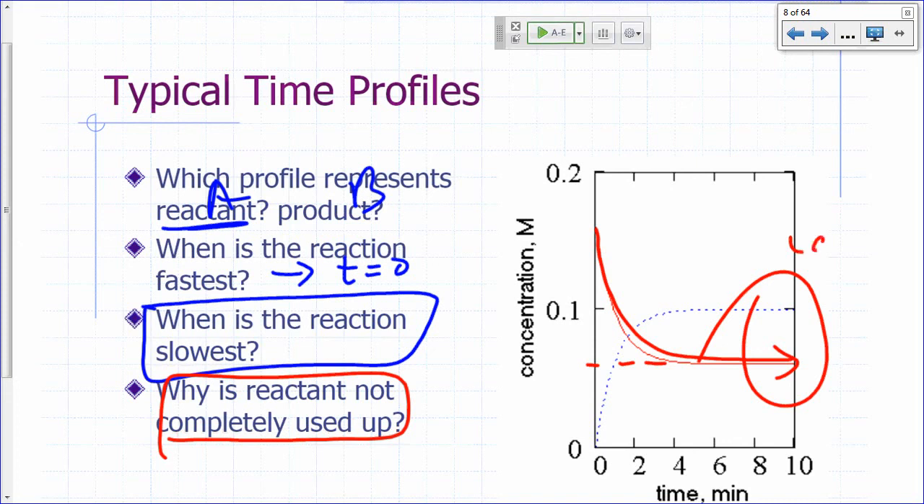So this point right here is what we would call the point of chemical equilibrium. That's a dynamic equilibrium, so the reaction hasn't really stopped. You're not seeing changes in the concentrations of reactants and products because the rate at which the forward reaction is happening is the same as the rate at which the reverse reaction is happening.